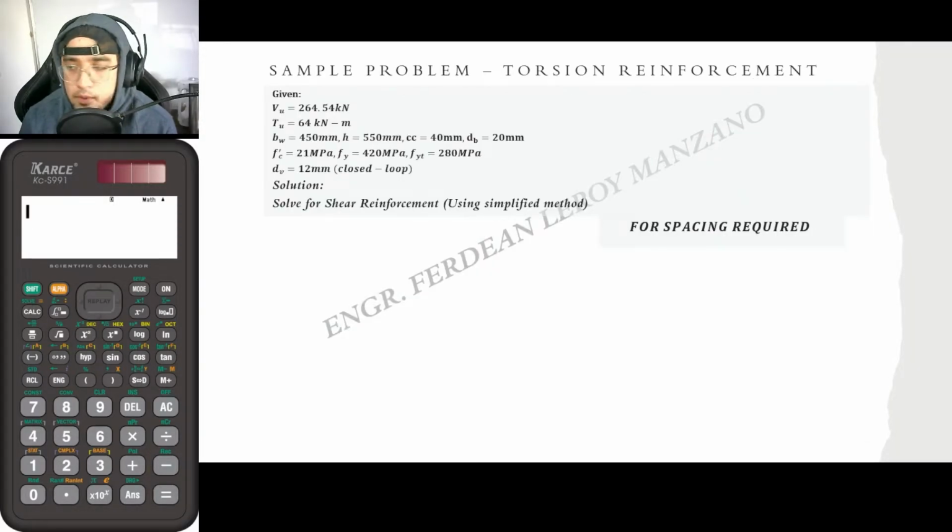My approach here is that I will first solve for the spacing of the shear reinforcement. Then, once I have solved for the shear reinforcement, I will solve for the required spacing for torsion reinforcement. Then I will be getting the resultant, so to speak. My first step once again is to solve for the shear reinforcement using the simplified method, but I will be fast here since this is not the main focus of our video.